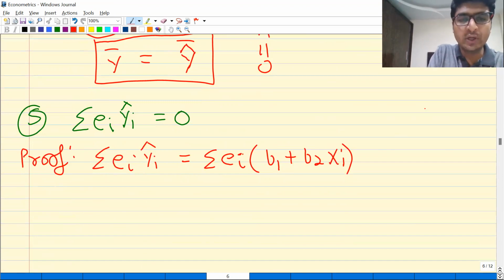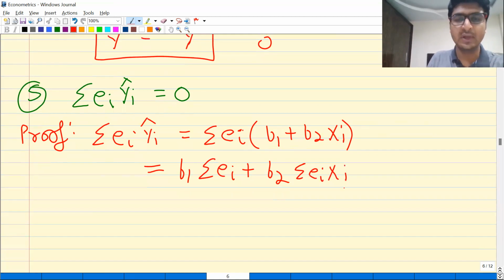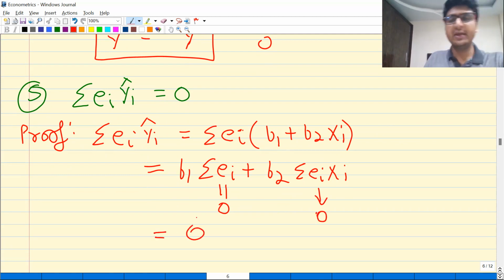So it is equal to summation b1 is a constant, वो बाहर आ जाएगा, summation ei plus b2 summation ei into xi because b2 is also a constant, तो वो बाहर आ गया. Summation ei हम प्रूव कर चुके हैं इक्वल है 0 के. Summation ei xi भी आएगा 0, वो अभी हम नेक्स्ट प्रूफ में प्रूव करेंगे. Okay, so this thing is equal to 0.